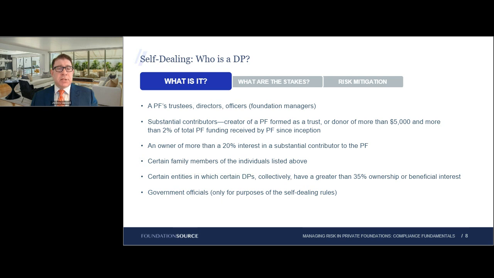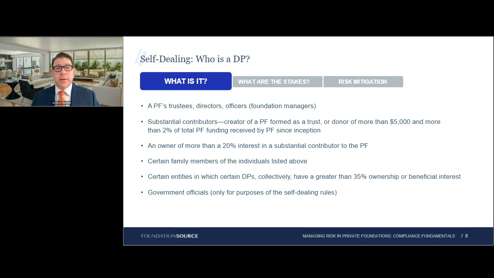So, what are the stakes and who is the disqualified person? Because the self-dealing rules only apply to transactions with disqualified persons, the crux of the matter is to understand who and what is a disqualified person. After all, if you're not a disqualified person, you can't be subject to the self-dealing penalties.